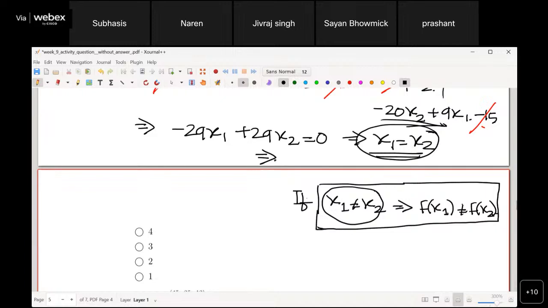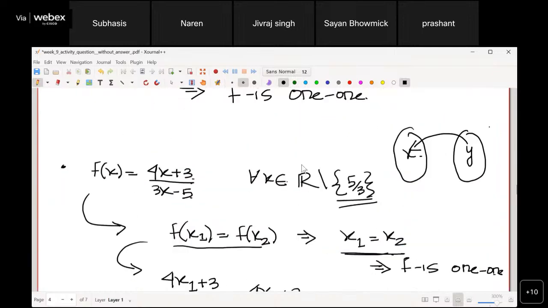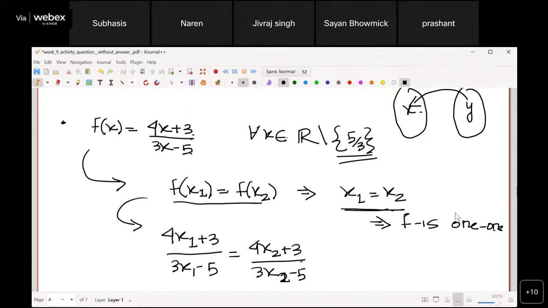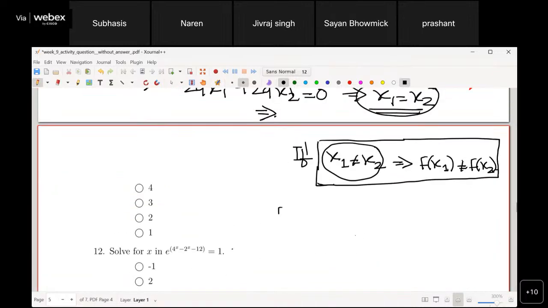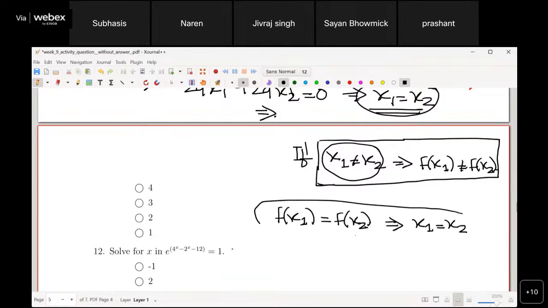But what I have actually done here is prove the contrapositive of this statement. What I proved: if f of x1 is equal to f of x2, then this should imply that x1 is equal to x2. Now you try to think why these two conditions are the same. I have discussed this multiple times. Yes, I understood, sir.